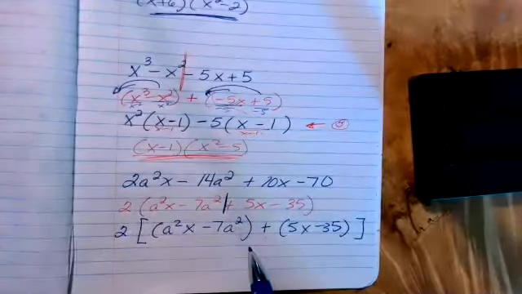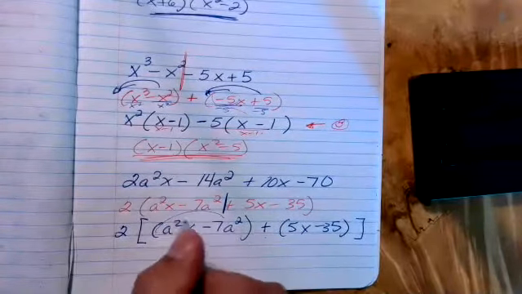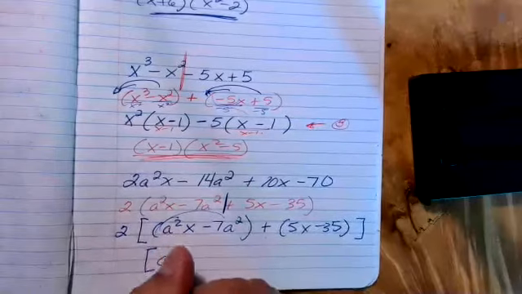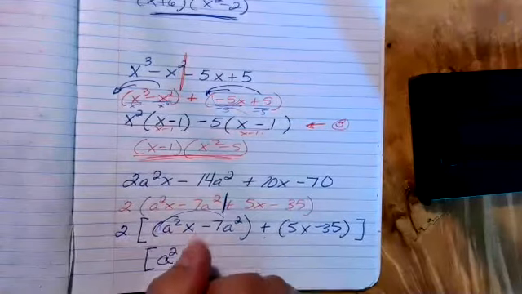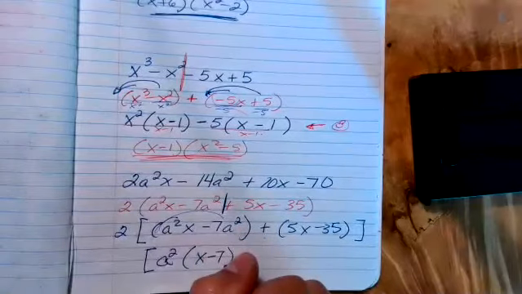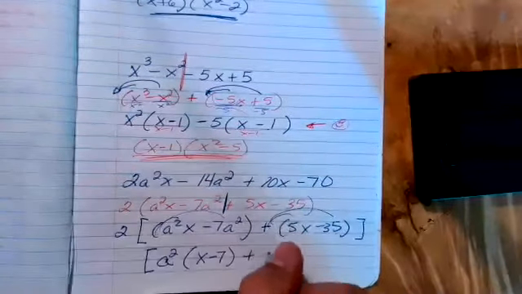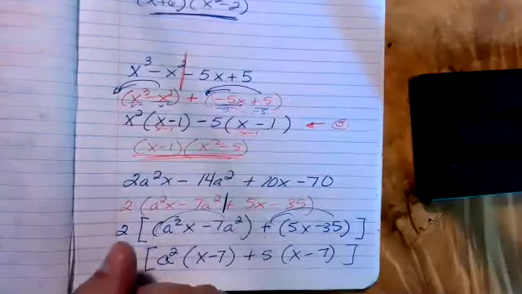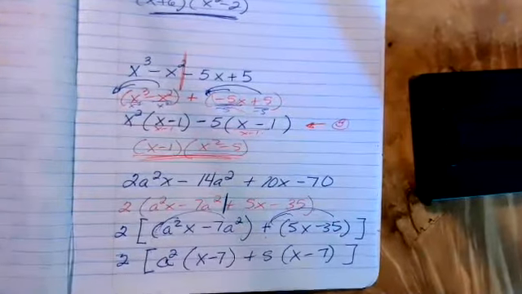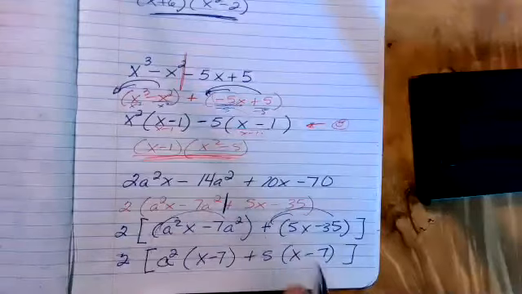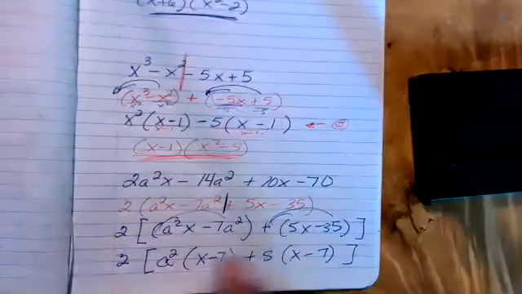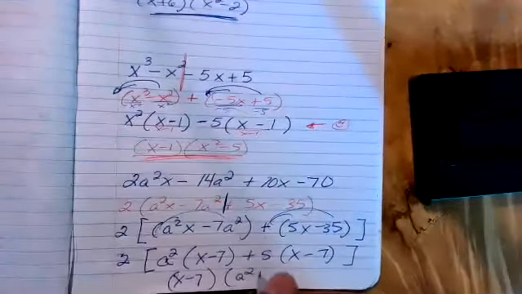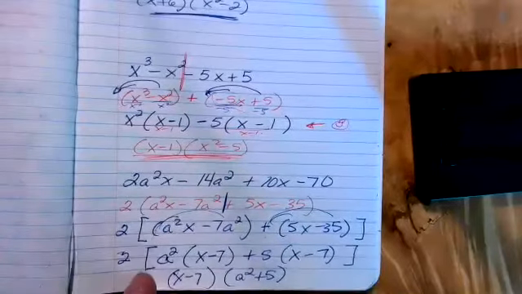I want to factor out the GCF from each one. So in this case, what do they both have in common? It looks like they both have a squared in common. So I'm going to take out a squared, and I'm left with x minus 7. And over here, they both have a 5 in common, which will leave me with x minus 7. I don't want to forget about this 2 out there. It's still part of the polynomial. So now they both have x minus 7 in common. I could factor out the x minus 7, and I'd be left with a squared plus 5. And I have my 2 out front.